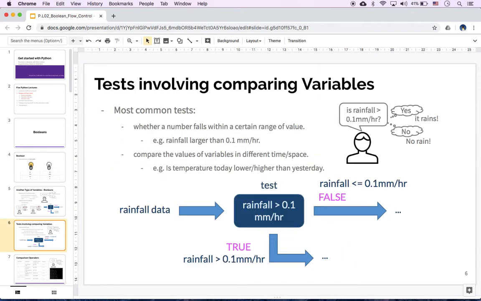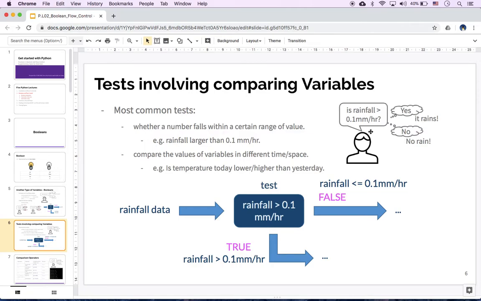Okay, so this is like a common question in meteorology. So sometimes we have a lot of different data of rainfall, we have values, and we want to ask the question if the rainfall is larger than 0.1 millimeter per hour. And if the answer is yes, we think that it's a rainy day. And if the answer is no, then it's not a rainy day.